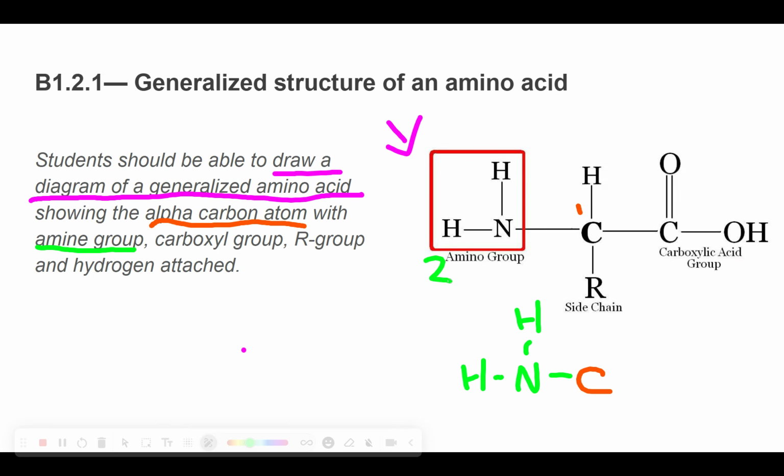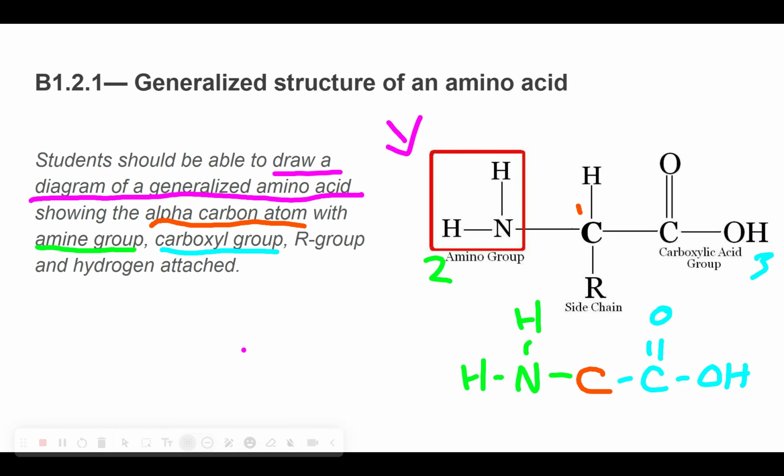The carboxyl group, let's go this nice aqua color for the carboxyl group. The alpha carbon is connected to another carbon. That carbon is double bonded to one oxygen and bonded to another oxygen that is also bonded to a hydrogen. That is carboxyl.